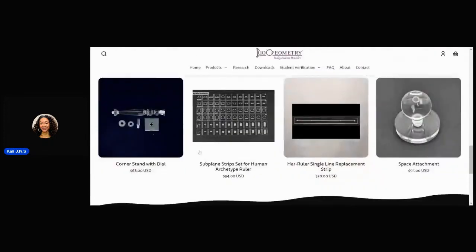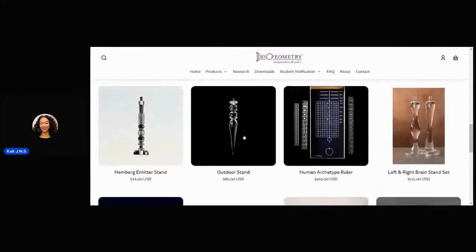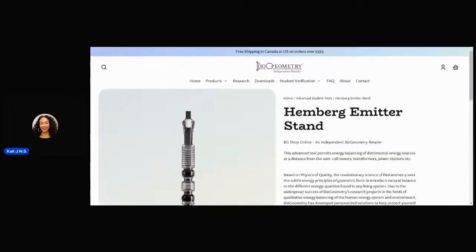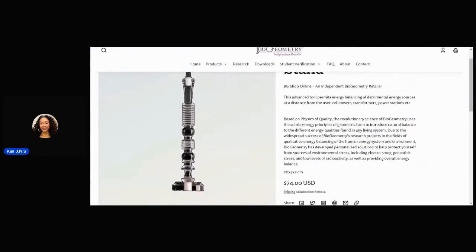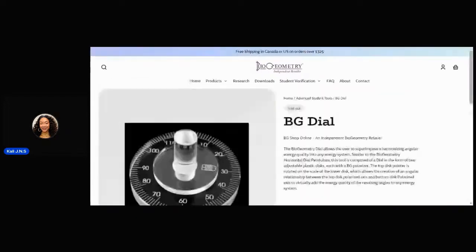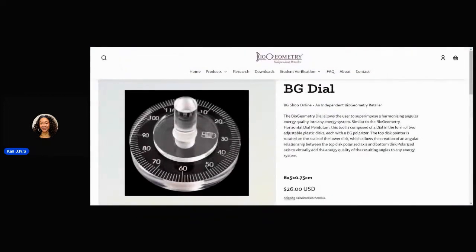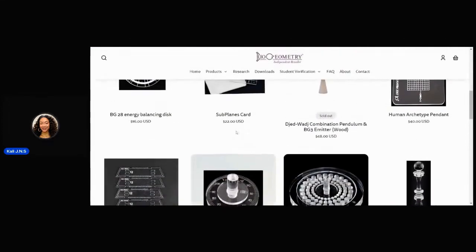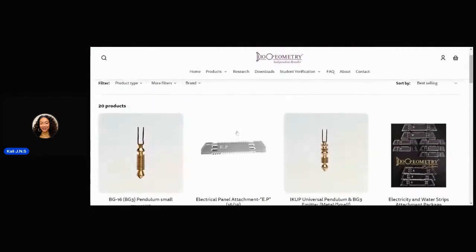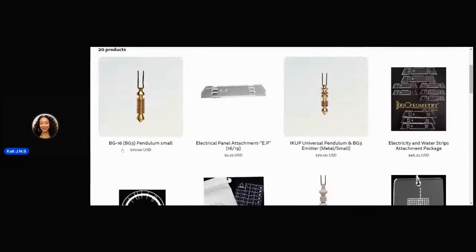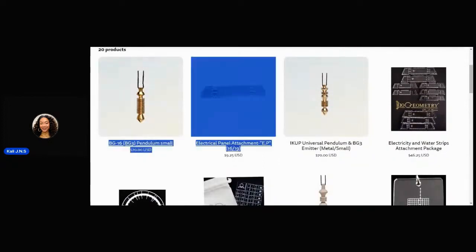Okay. I want to see if they got some of them pendulums, emitter stand. So this is some real cool stuff. And this is the BG dial. And believe it or not, in the Egyptian tombs, they had shit like this. No lie. Like these pendulums and stuff, they could be found all throughout the Egyptian tombs of the pharaohs.